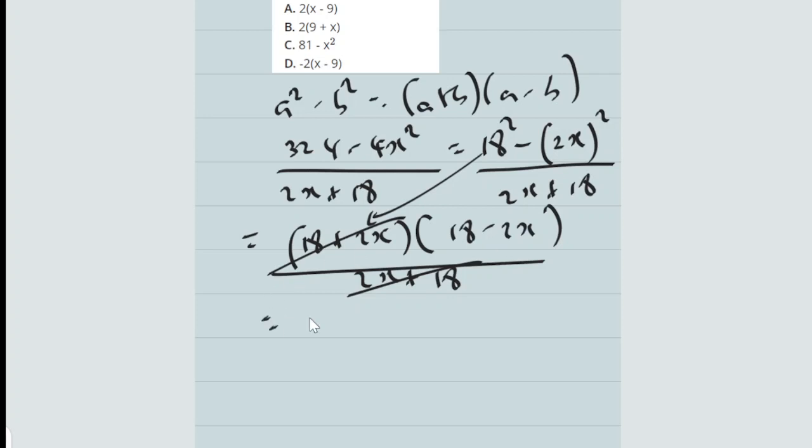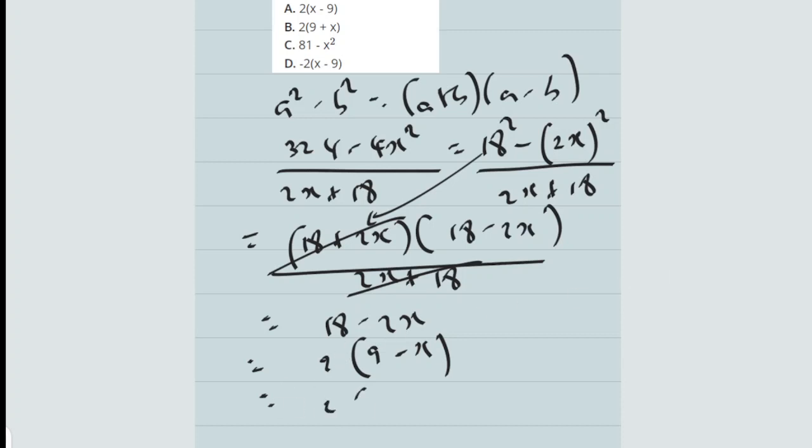So what do you have left? 18 minus 2x, but it is not part of the answer. Then you can factor the common factor out, which is 2. What do you have left here? I told you, once you factor the common factor, you divide each of the terms. This will remain 9, that is 18 divided by 2, minus x. Then your answer is 2 into 9 minus x. You can see it is not there, but it is there. So then we can still do it again.